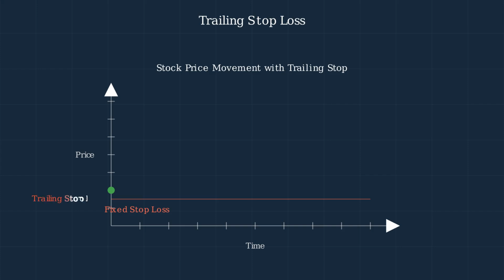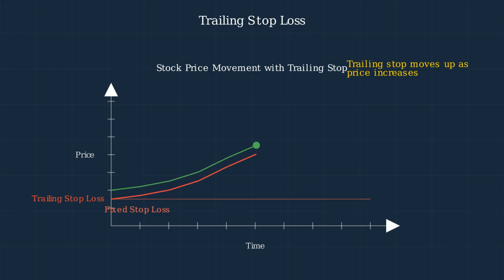Now let's add a trailing stop loss, which starts at the same level as our fixed stop. As the price begins to move up, notice how the trailing stop follows at a fixed distance below the price. The trailing stop continues to adjust upward as the price rises, locking in more potential profit. At the peak price, our trailing stop has moved up significantly compared to the fixed stop.